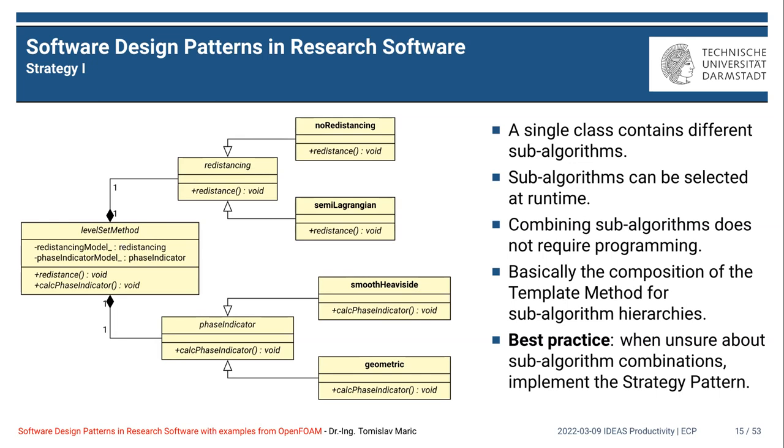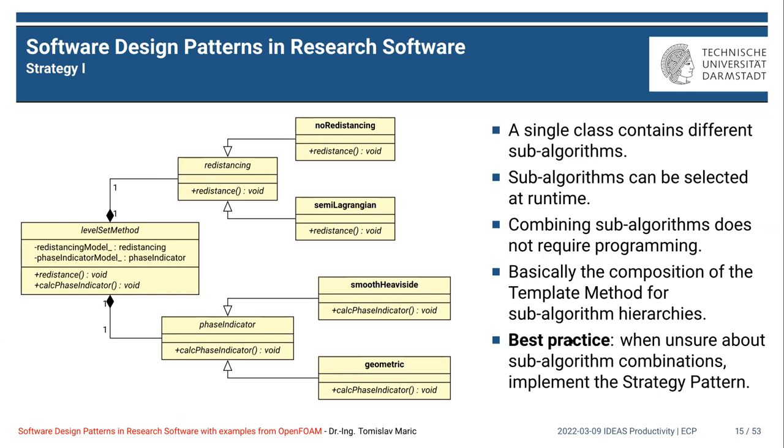If we do this, it becomes trivial to perform combinations of sub-algorithms. We can take a semi-Lagrangian with geometric, smooth Heaviside with no redistancing, and just combine things easily. And if the creational pattern of your research software allows this, which is the case in OpenFOAM, or if you can, of course, supply your own, these combinations can be done at runtime. So you program your solver application or simulation application using this level set method in the client code, and this is using the library where the hierarchy is implemented. You can switch and change which algorithm is combined with another kind of algorithm. This is extremely powerful.